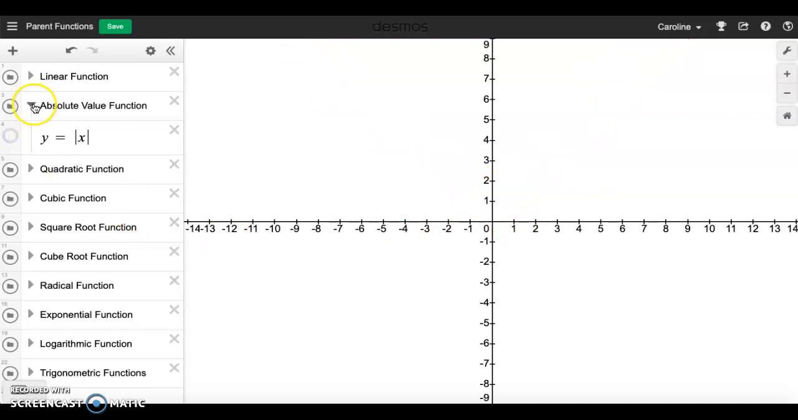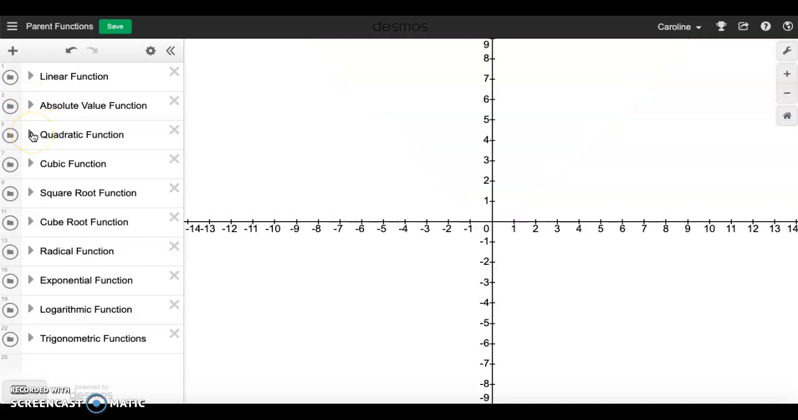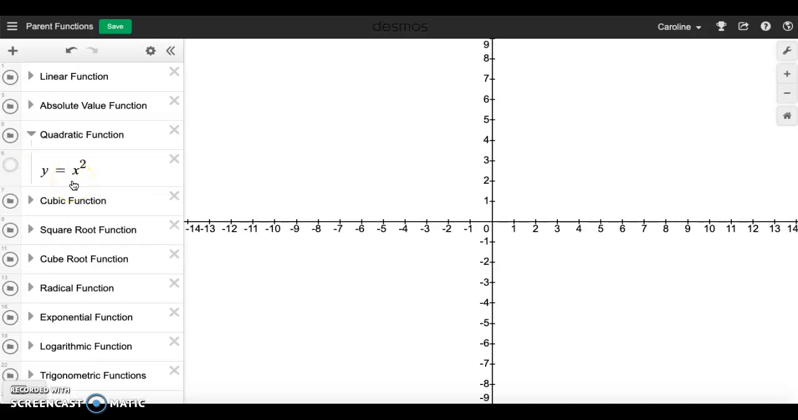The next kind of function I hope you remember from Algebra 1 and a little bit in Algebra 2 Unit 2 is our quadratic function, y equals x squared, also known as a parabola. This is what a general quadratic function looks like. It looks like a U-shaped graph that has a minimum down here, and it is our nice quadratic parabola.